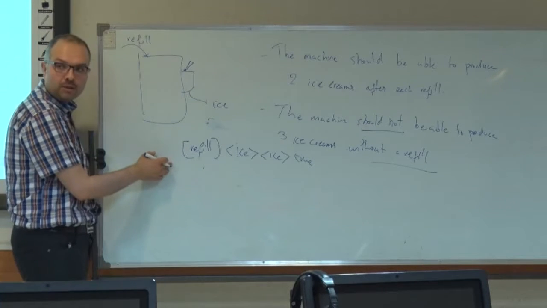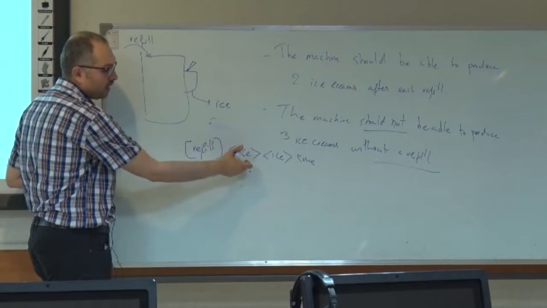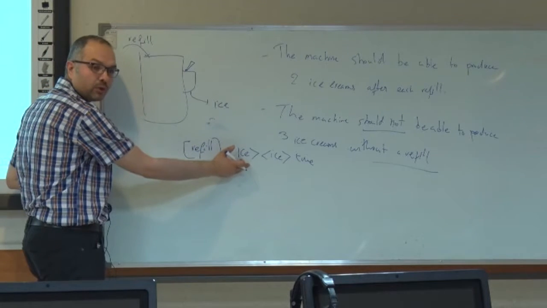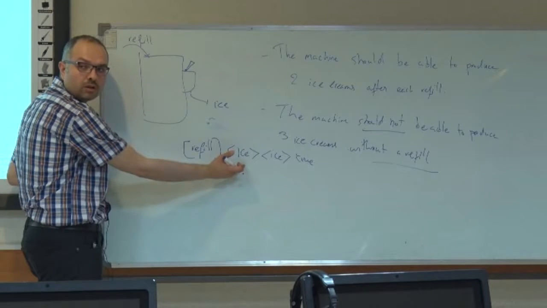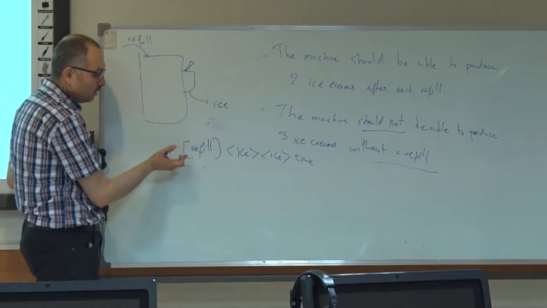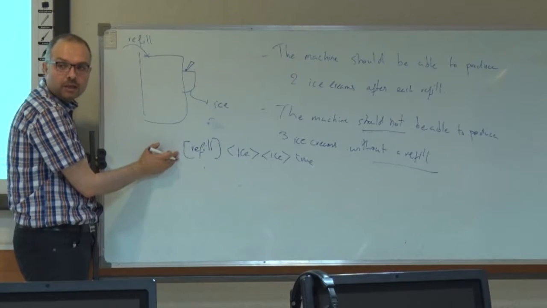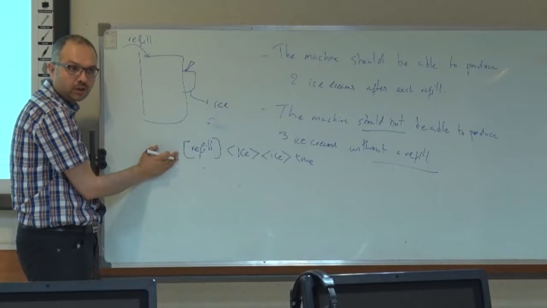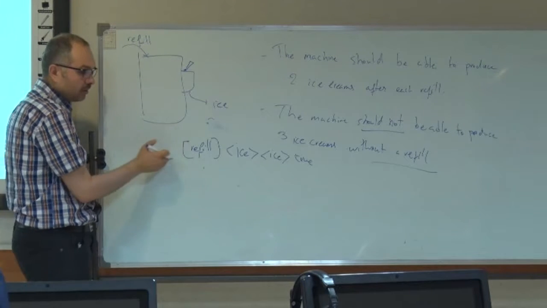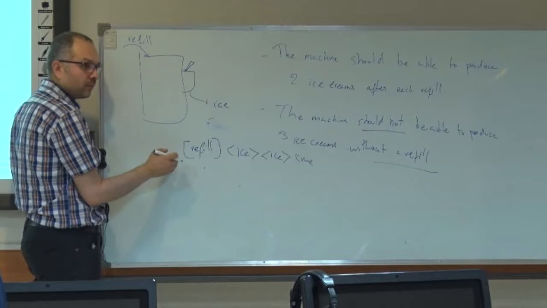So you understand the problem? There are 2 problems with this formula. First of all, it says it can produce 2 ice creams. It doesn't say it should, right? Secondly, it only talks about the initial refill and not about subsequent refills that happen in the future. How do I improve this second problem? That's more fundamental, yeah? With fixed points.